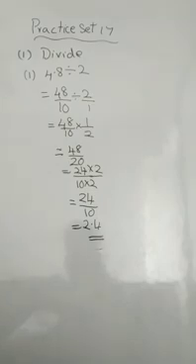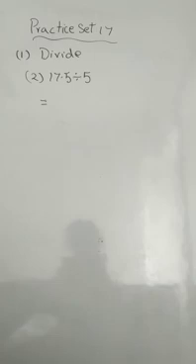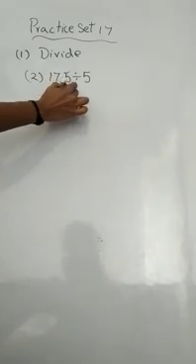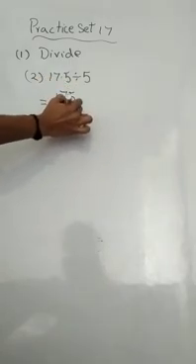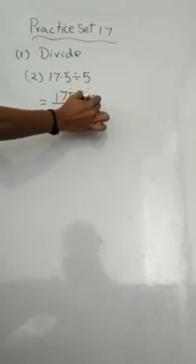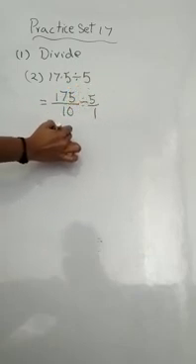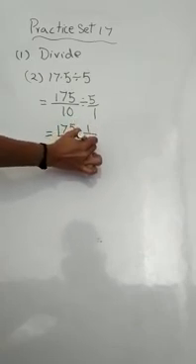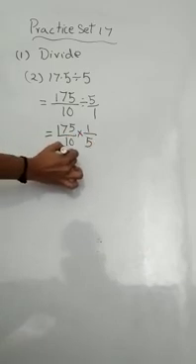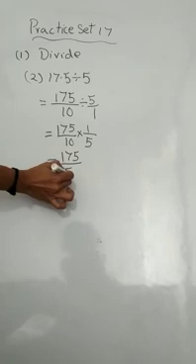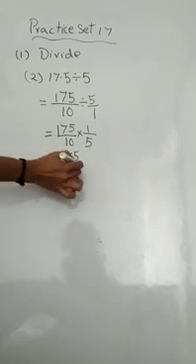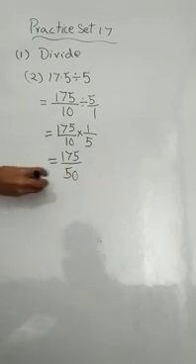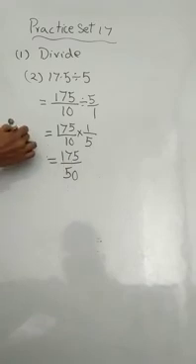So the answer for the first question is 2.4. 4.8 divided by 2 is 2.4. Now next question is 17.5 divided by 5. So you will write as 175 by 10 divided by 5 by 1. You will write it as 175 by 10 into 1 by 5, which will be equal to 175 by 50, which you have to multiply by 2 to get 100, right? So the numerator also you have to multiply by 2.